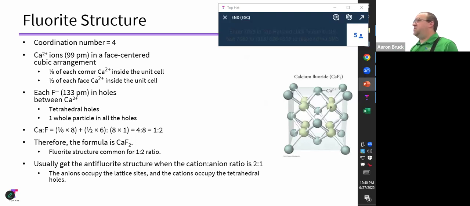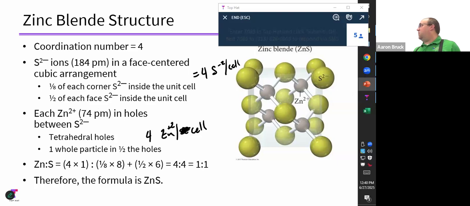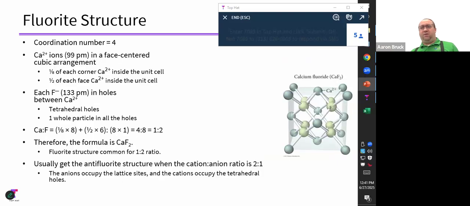Now this structure, this is the fluorite structure. It looks very, very similar to what we just saw. This is a tetrahedral arrangement as well. The difference between the fluorite structure and the zinc blende structure is this. Inside of a unit cell that is face-centered, there are 8 tetrahedral holes. Zinc blende is only using half of them. In fluorite, all of them are being used.